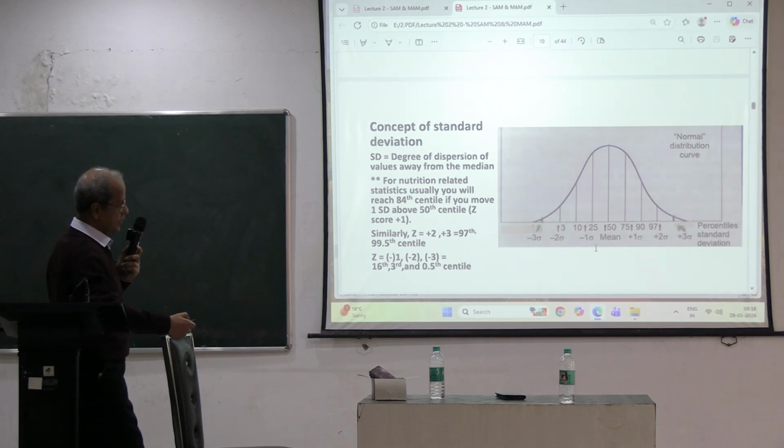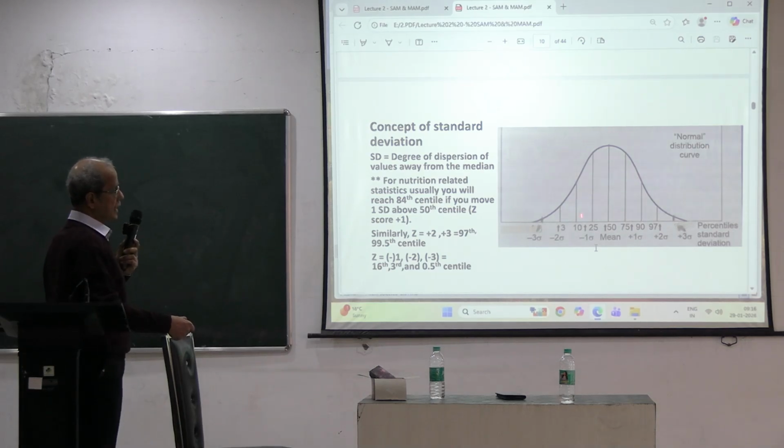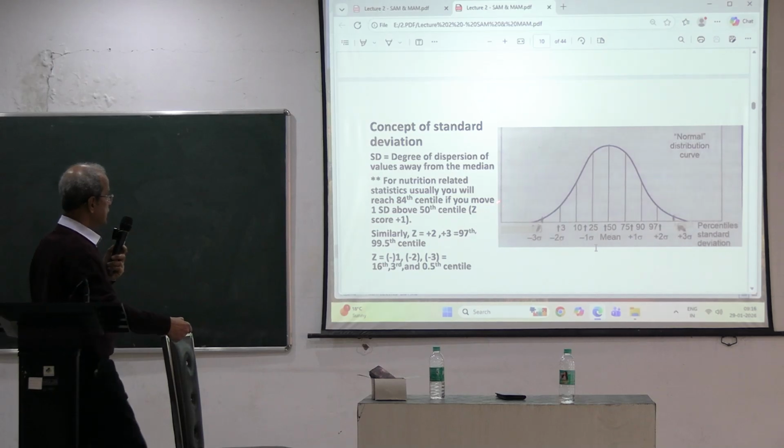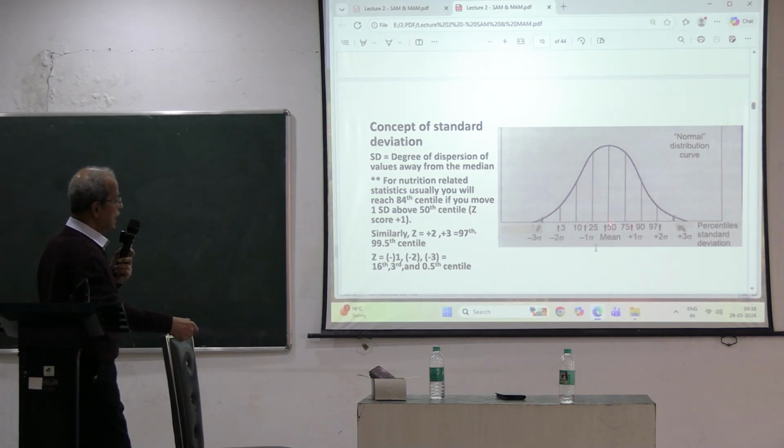Some statistics are widely dispersed about the median value, and some populations are not that widely dispersed. So standard deviation is the degree of dispersion of values away from the median. For nutrition related statistics, usually the 84th centile is one standard deviation above the 50th centile, the 97th centile is 2 standard deviations above, and the 99.5 centile is 3 standard deviations above. So this makes our task very easy.